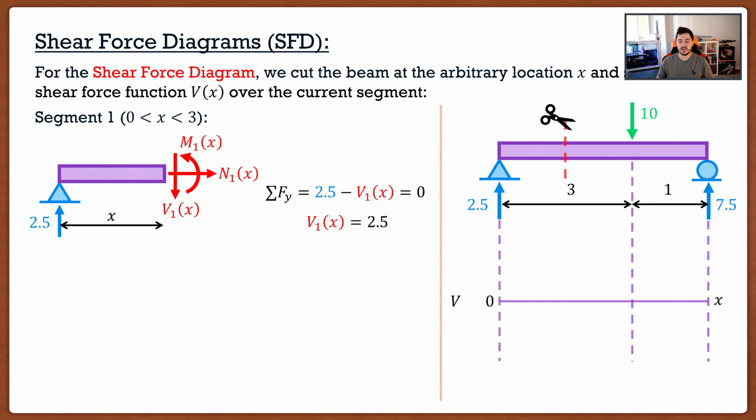So I'm just going to extend dashed lines of all the locations of interest, and I'm going to start drawing my shear force along the length of the beam. Now V1 runs from x equals 0 all the way till x equals 3, and we know that our function is simply a constant 2.5. So in this diagram, I would simply have a nice constant line. We know its value is 2.5, and this is V1 of x.